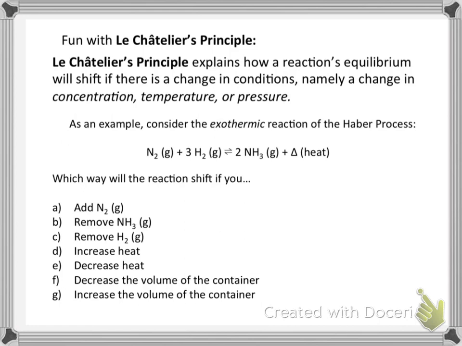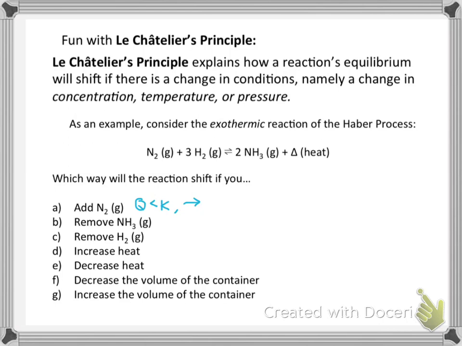So, in this first scenario, we have this Haber process again. If we add in N2, we're adding more reactants. So you can also think of it as if we add more reactants, our Q is going to be smaller. Q will be less than K, and so the reaction is going to shift to the right. Or you can just think if I add something to the reactant side, it will shift to make more products.